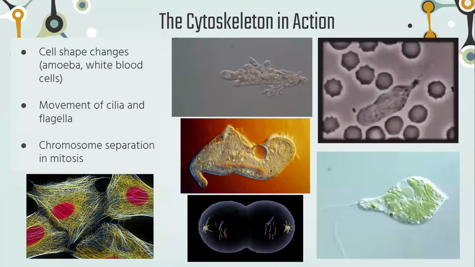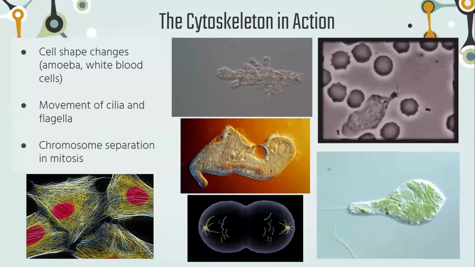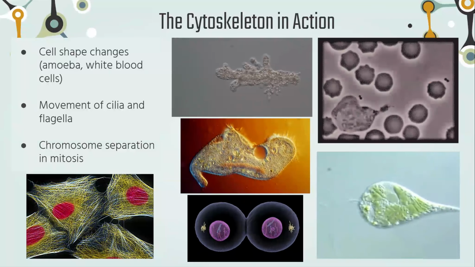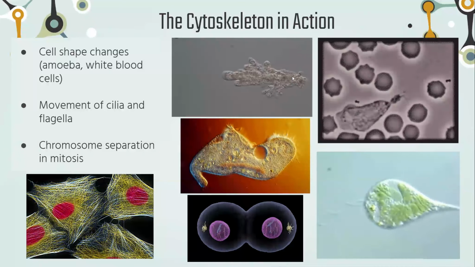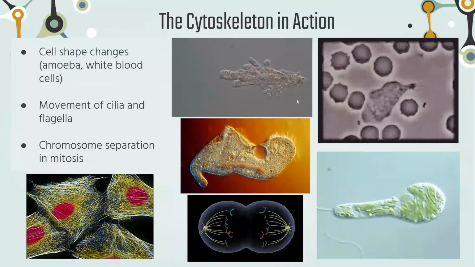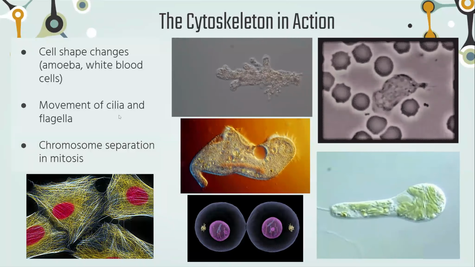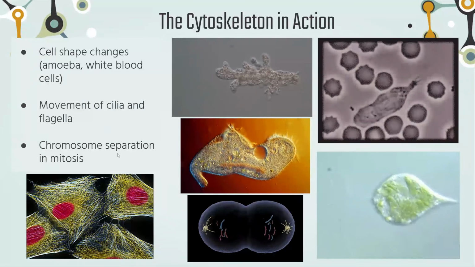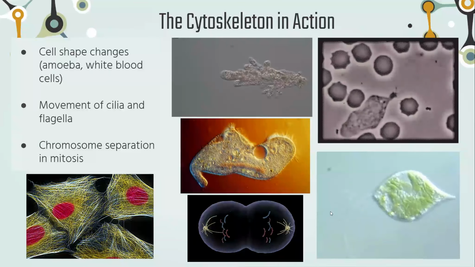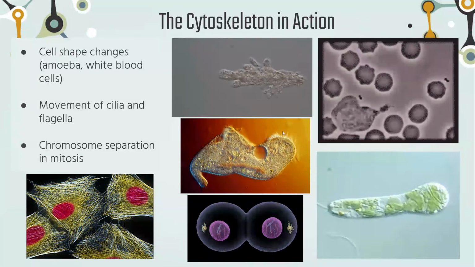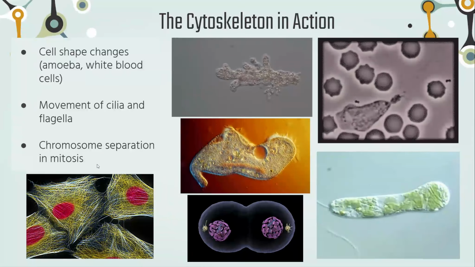The cytoskeleton not only helps with cell shape, such as in amoeba, right? Amoebas have cytoskeletons. White blood cells also have cytoskeletons within us, and they help with the shape of the cell and how the cell shape changes when it's moving. They also help in the movement of cilia and flagella. Cilia are normally hair-like structures, and flagella are normally tail-like structures, and these things move because of their cytoskeleton. They are also helpful in chromosome separation during mitosis.